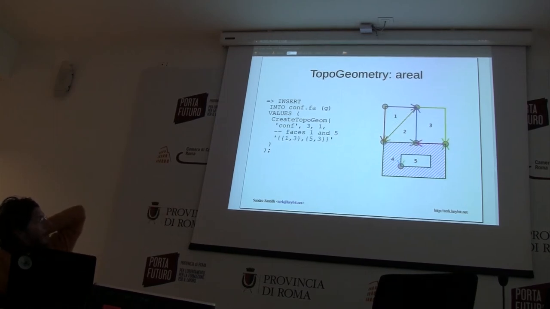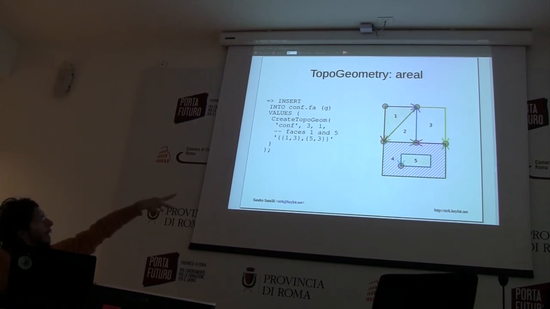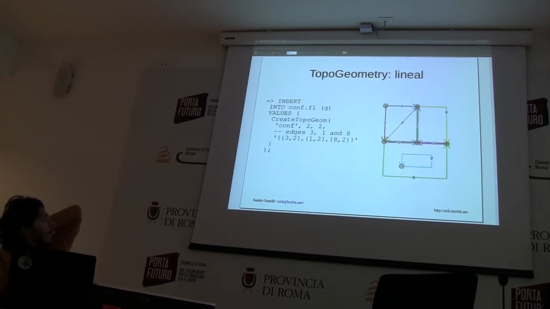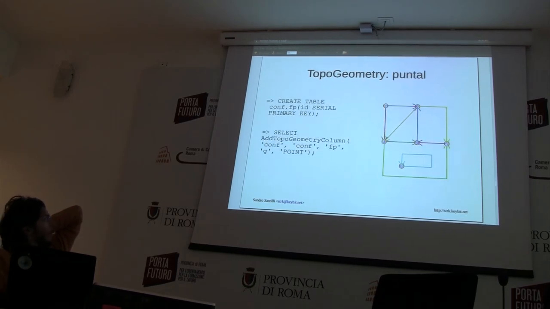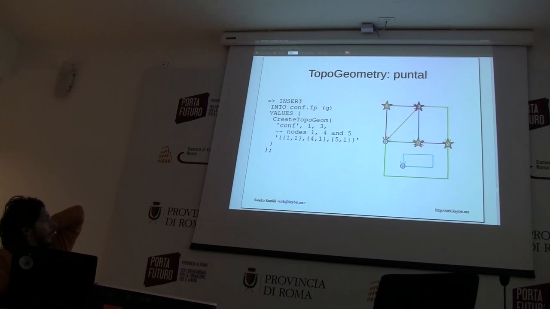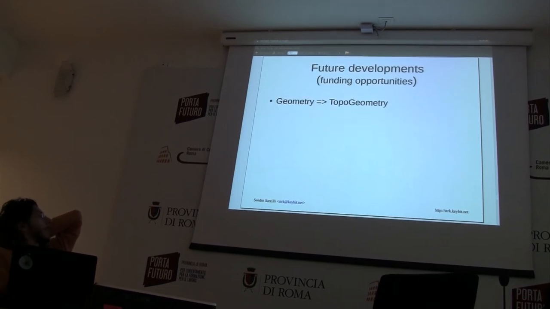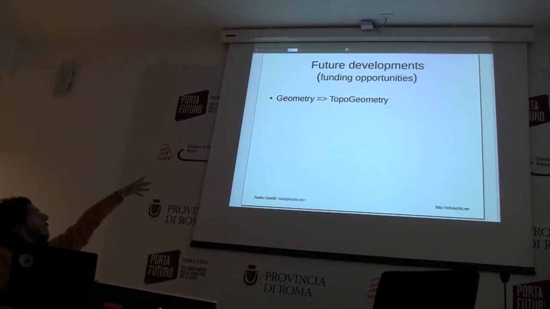But you can also have one topo geometry that is composed of two phases, phase 1 and 5, or 2 and 3. Same thing with the edges, you can have multi-edge objects, and with points. Okay, again, this is from 2011, so something we had already.